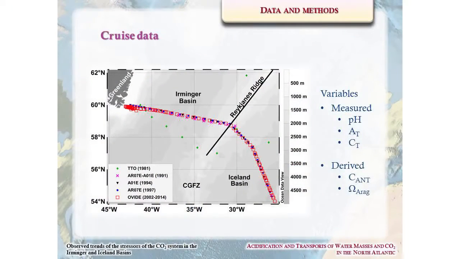For these purposes, we selected data of 12 cruises along the same cruise track across the Irminger and Iceland basin with the cruise dates spanning over 33 years, from 1981 to 2014. During these cruises, measurements of pH, total alkalinity, and total dissolved inorganic carbon were performed, and based on those measurements, we estimated the concentration of anthropogenic CO2 and the saturation states of aragonite.